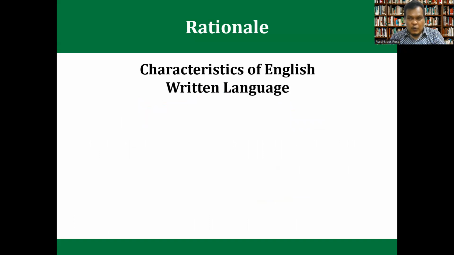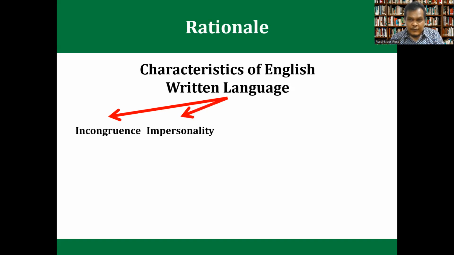Now, in order to construct an SFL-based metaphor, we have to know the characteristics of English written language. Based on the experts, written language is characterized, first, by incongruent form, or incongruence. Incongruence means uncommon. It means that the structure we use is not common. The second one is impersonality. There's a tendency to use a passive form instead of an active form.